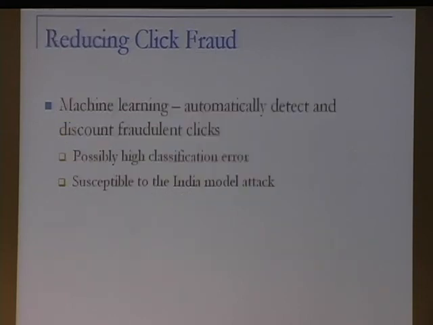So, you know, there's a lot of click fraud that's being generated. How can we hope to combat this fraud? Currently, the one main technique for doing this, at least we assume so in the academic literature, is through machine learning. So we automatically try to detect and discount frauds, and this could be double-checked by humans and so on.